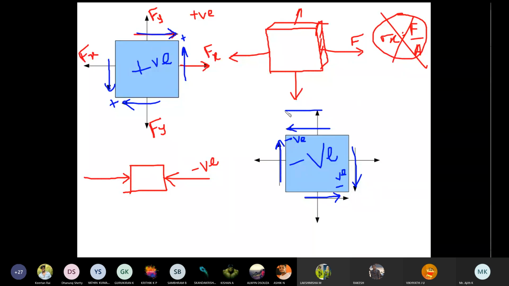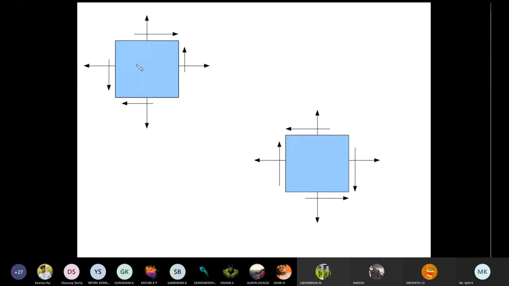You cannot draw like this. One towards a negative corner, one towards a positive corner. Like that you cannot construct. So only two cases. One as shown in the first diagram is positive shear force, and the second as shown in this diagram is negative shear force. In that second diagram, shear force is negative.